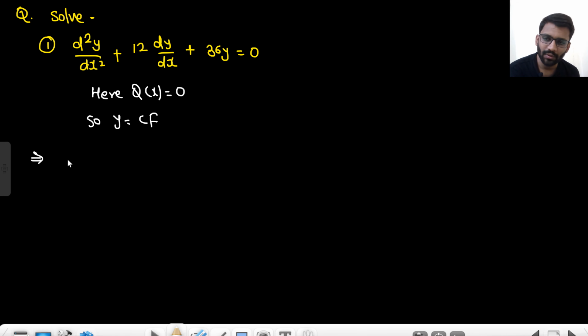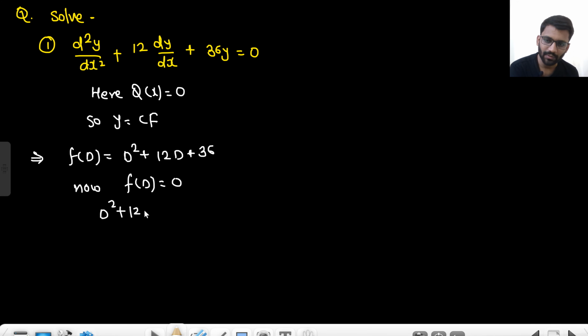So now what is your f(D)? f(D) is D square plus 12D plus 36. Are you understanding this? How did I write the f(D)? D square y plus 12Dy plus 36y. So I just took y common, and this is f(D). Now we will put f(D) equals to 0. So D square plus 12D plus 36 equals to 0.